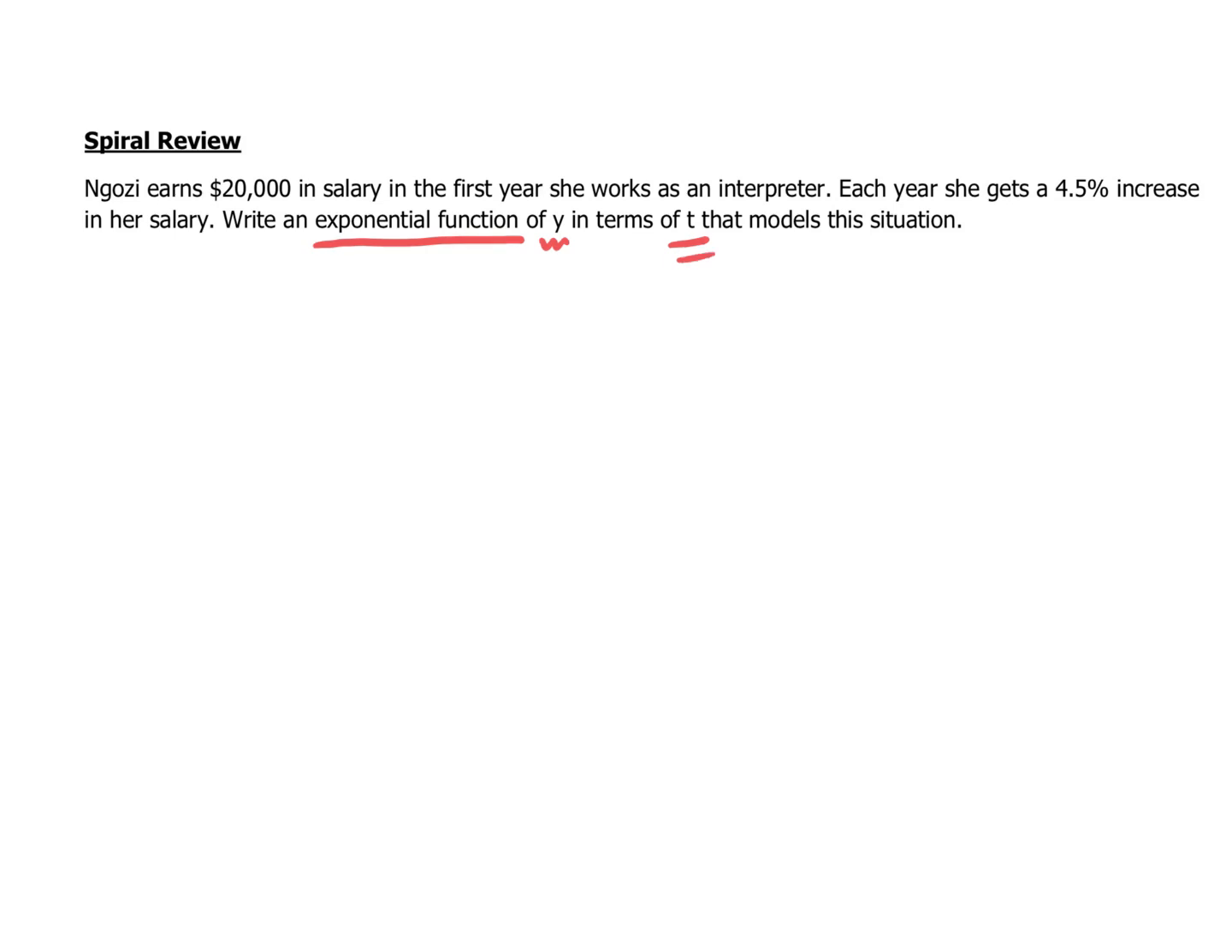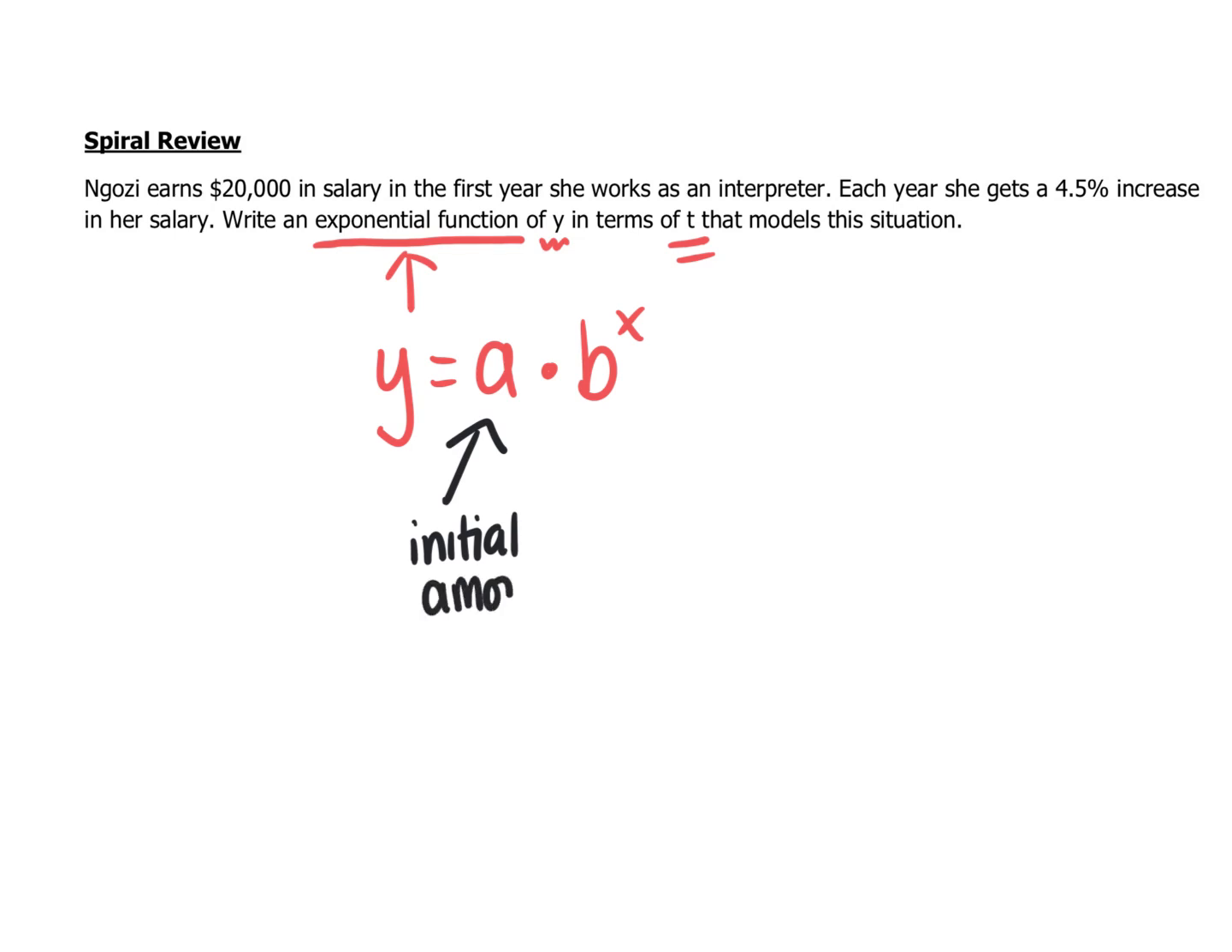situation. So since it says write an exponential function, we're going to start by writing y equals a times b to the x power. So the a represents our initial amount, okay? Well, the initial amount in this equation is $20,000. That's my a value. So let's go ahead and start writing our equation. Y equals 20,000.